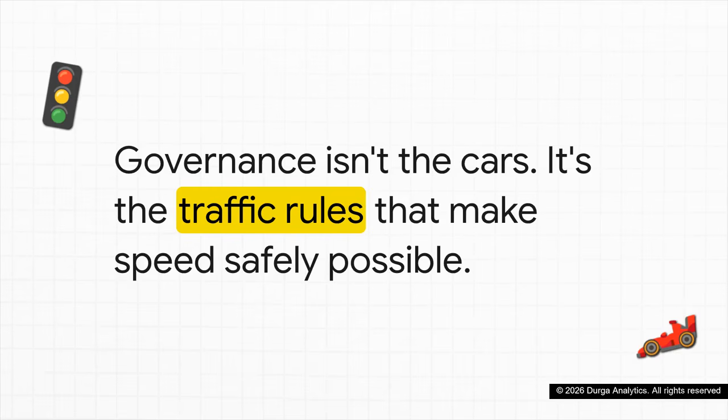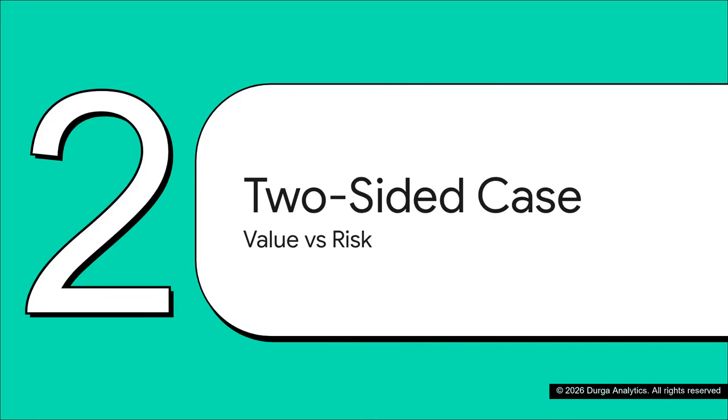Governance isn't the cars and it isn't the roads, it's the traffic system. Honestly, nobody complains that a green light slows them down. In a massively complex environment, those rules are the exact things that make speed safely possible at all. Moving on to Section 2, the two-sided case, value versus risk.